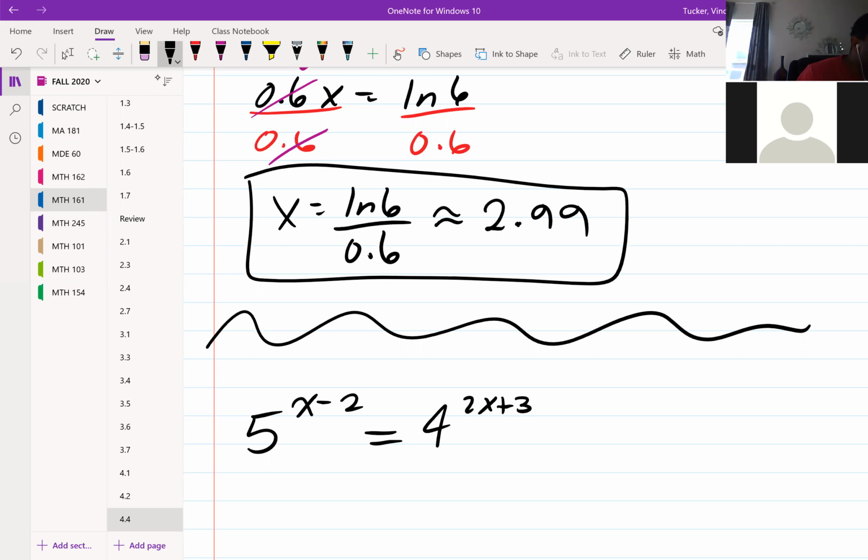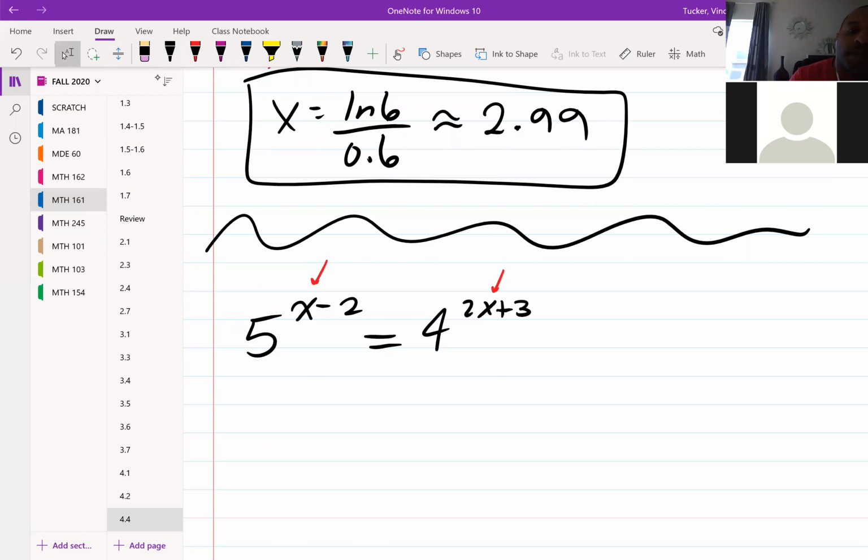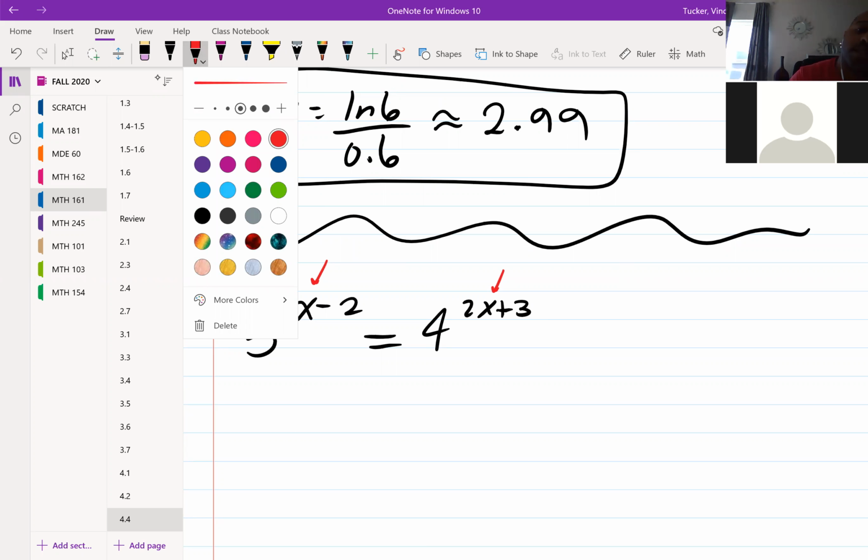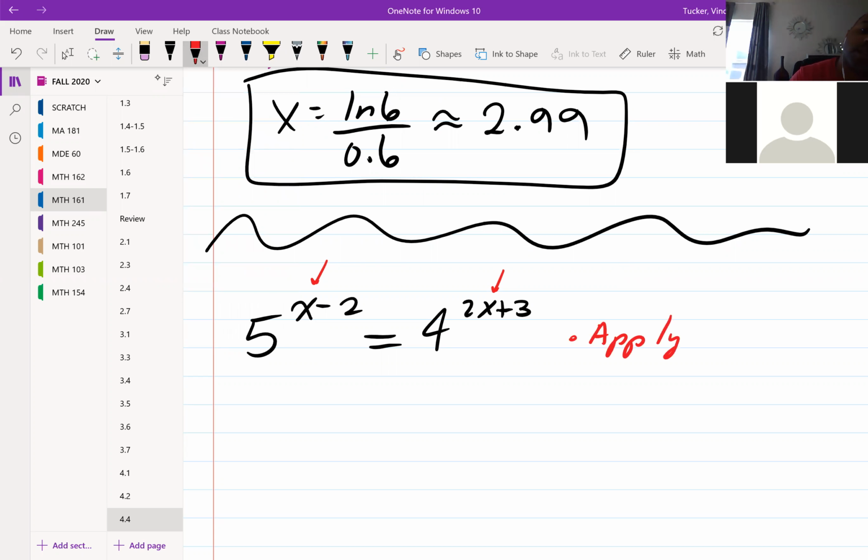All right, so next one, 5 to the x minus 2 equal to 4 to the 2x plus 3. Once again, we need access to these exponents because that's where our x, our variable, lies. So we can apply log to both sides. If you want to do natural log, that's fine. It doesn't matter which one. Once again, just make sure you do it to both sides.